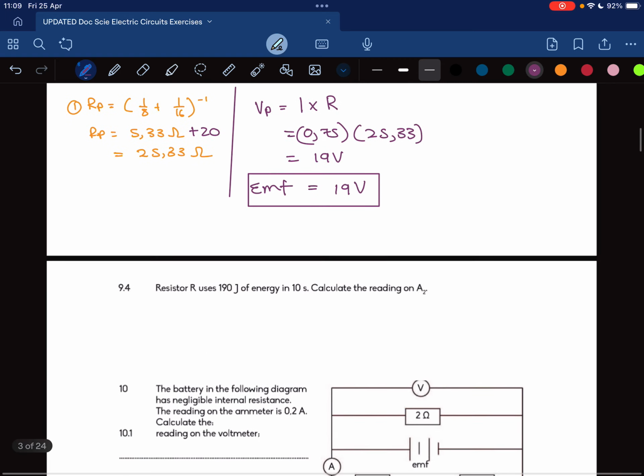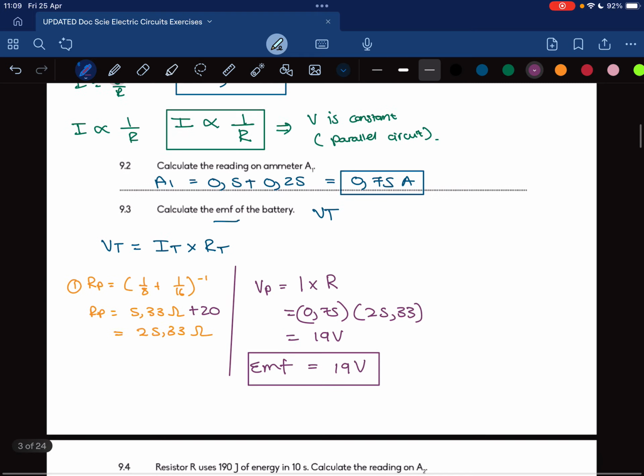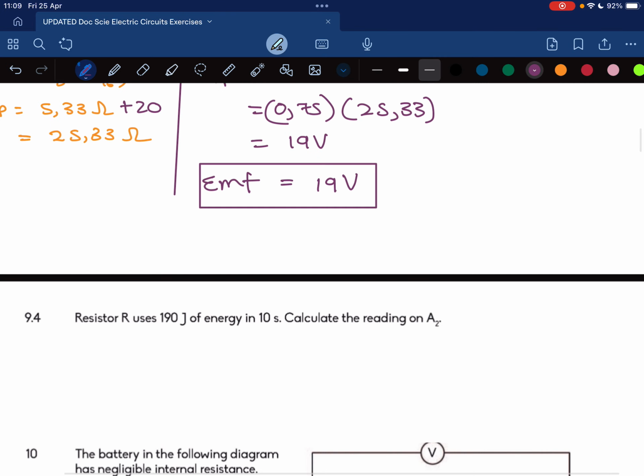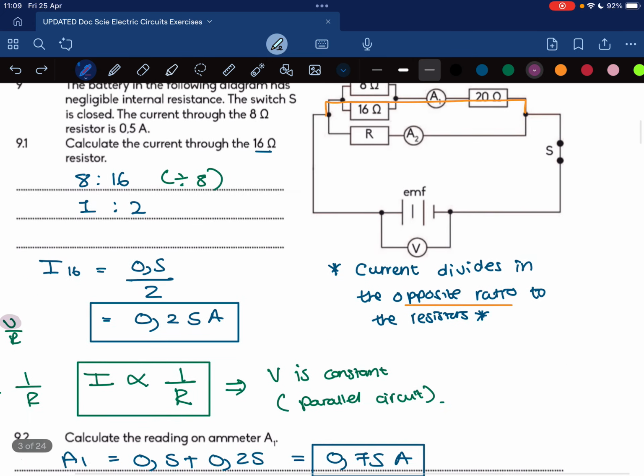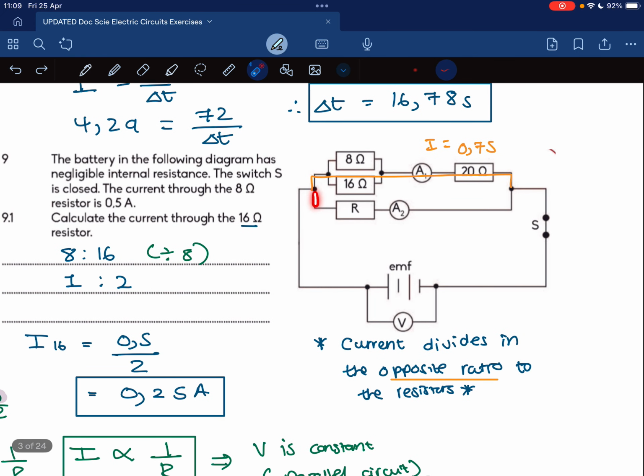Again, in the test, don't get confused. Clearly here they say resistor R, calculate the reading on ammeter 2, so you weren't supposed to find anything with regards to R2. You must use your intuition and think to yourself, well, the EMF is the same voltage as it is here because there's no other resistance here. Despite the fact that it is tricky, it's something you will be able to see easily the more that you practice these types of questions.